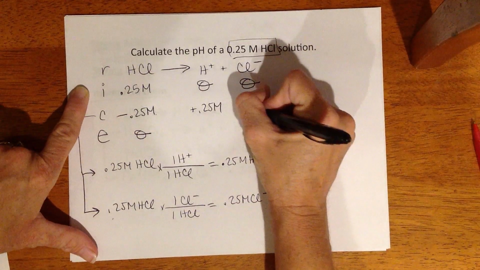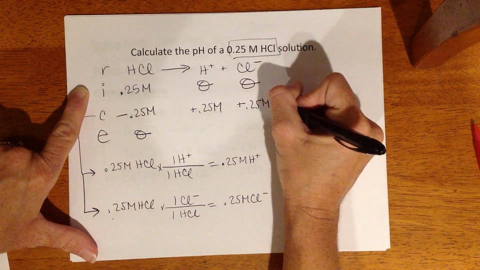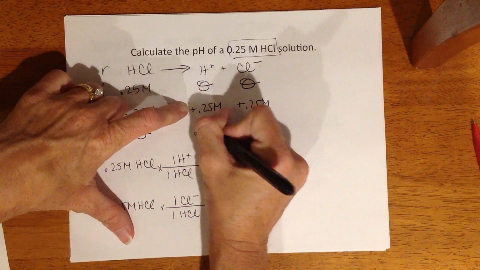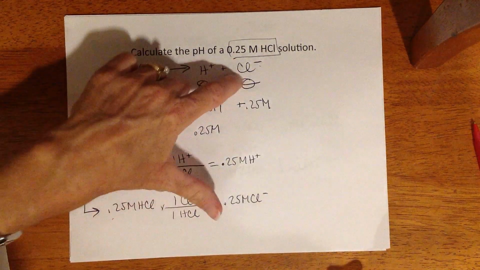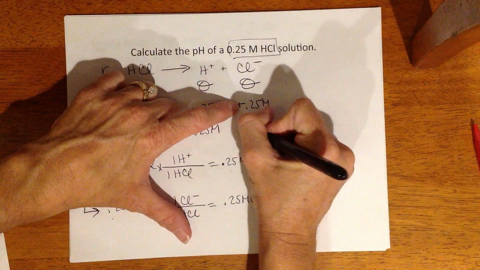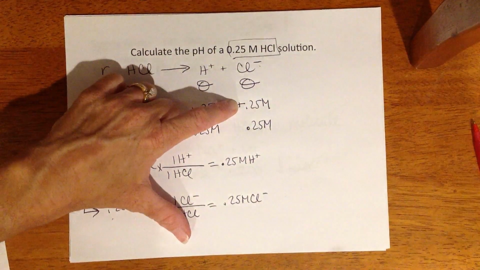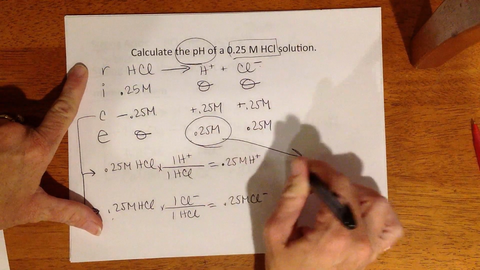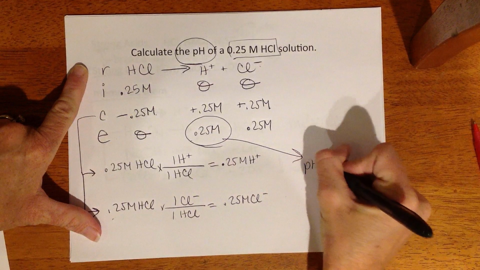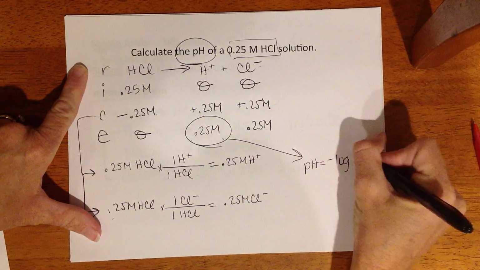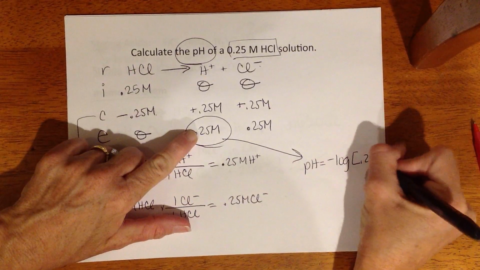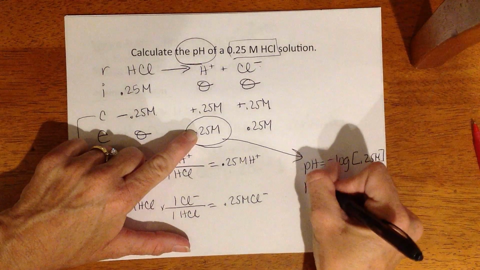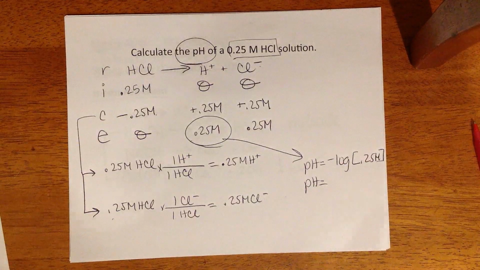then I will gain 0.25 molarity Cl. If I start with none and I make 0.25, I will end with 0.25. The question asks for pH, which is based off this. pH is equal to the negative log of the concentration of H.